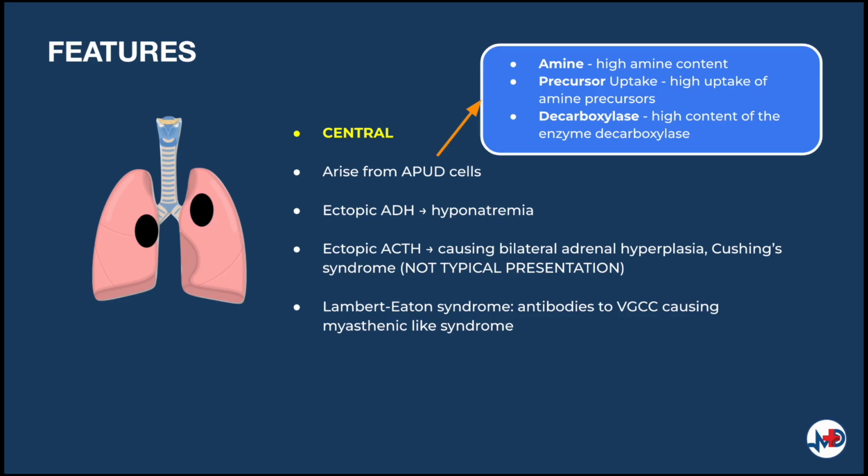Now let's take a look at the features of small cell lung carcinoma. So we understand that they are predominantly central and they arise from amine precursor decarboxylase cells. They produce ectopic ADH, which gives rise to the clinical picture of hyponatremia, and ectopic ACTH release, which causes bilateral adrenal hyperplasia and Cushing's syndrome. However, this is not a typical presentation. And also Lambert-Eaton syndrome, where there is presence of antibodies against the voltage-gated calcium channels causing a myasthenic-like syndrome.